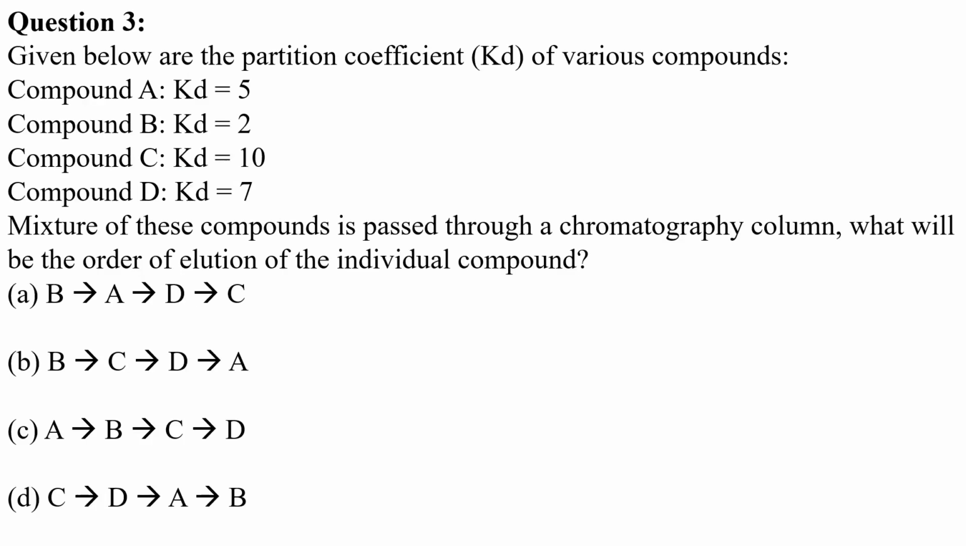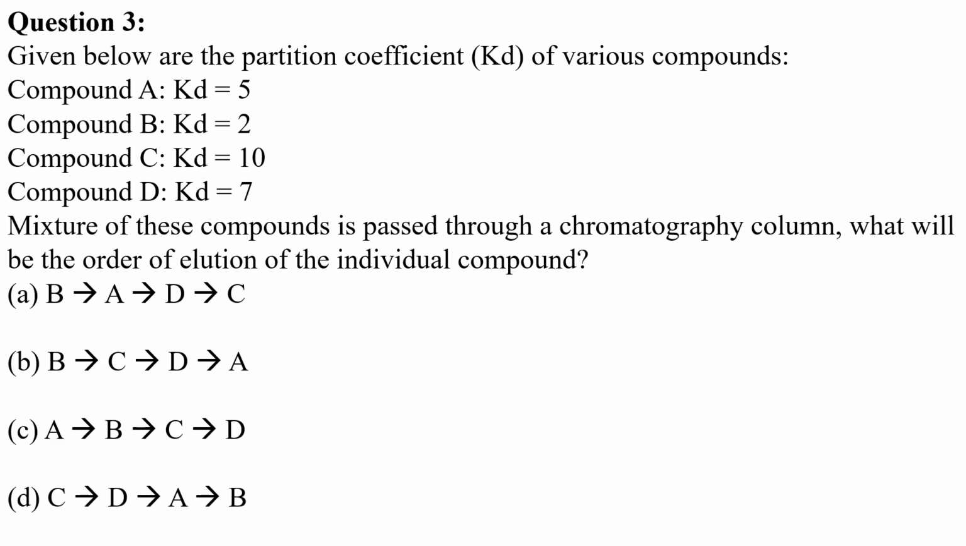Moving to the next question. Given below are the partition coefficients of various compounds. Compound A, Kd is 5. Compound B, the Kd is equal to 2. Compound C, Kd is equal to 10. And compound D, Kd is equal to 7.